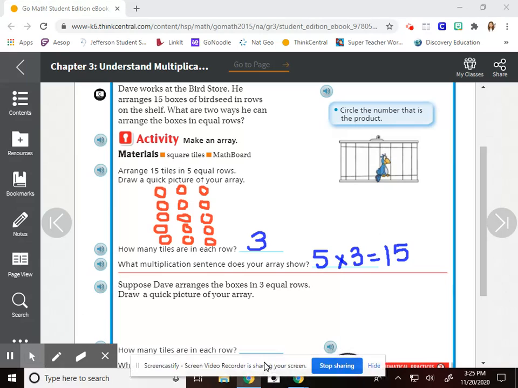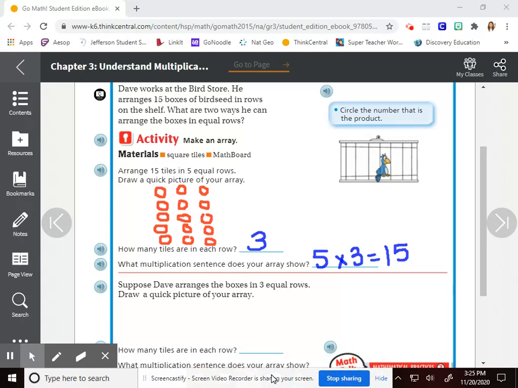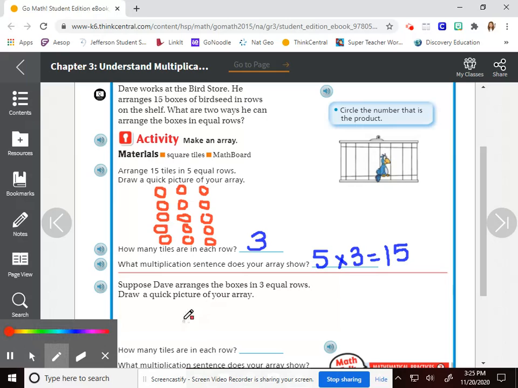Now, if Dave decides to arrange his boxes in a different way, he still has the same number of boxes. He still has 15 boxes of birdseed, but now he wants to arrange the boxes in 3 equal rows. So just like we did up here, we're going to create our 3 equal rows. So we start and we make 3 counters in a column. And then we're going to continue making columns of 3 until we've counted up to 15, just like we did here with our 5 rows. We're going to do the same with our 3 rows.